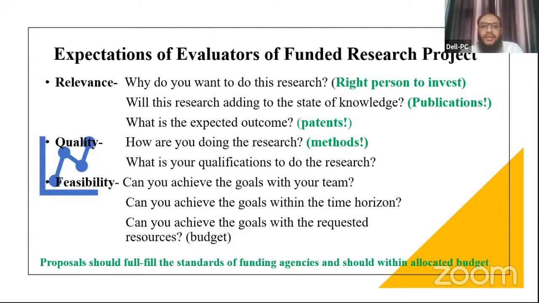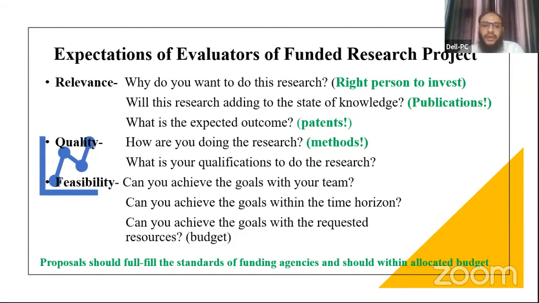Then the evaluators or reviewers ask about the quality. What is the quality of your research, or what is the quality of your proposal? At this juncture, the evaluator will ask, how are you doing the research? It means, what are the methods you are adopting to perform the research, and is your qualification sufficient to do this research? It means whether you are an individual PI, or whether you are going to work in a team.